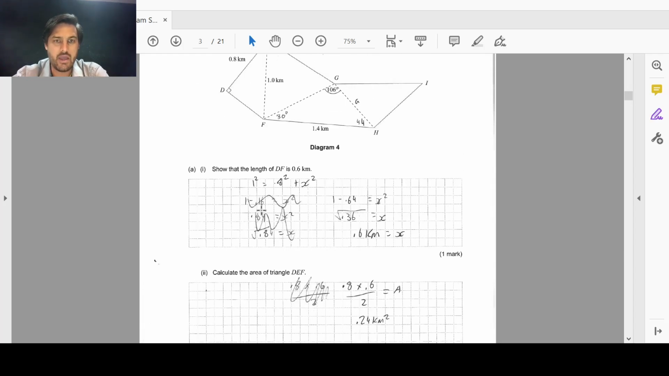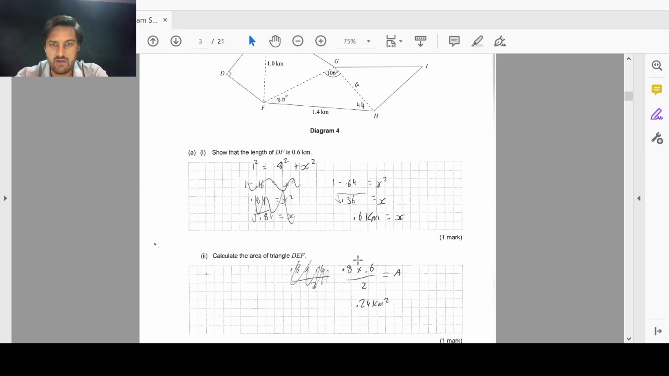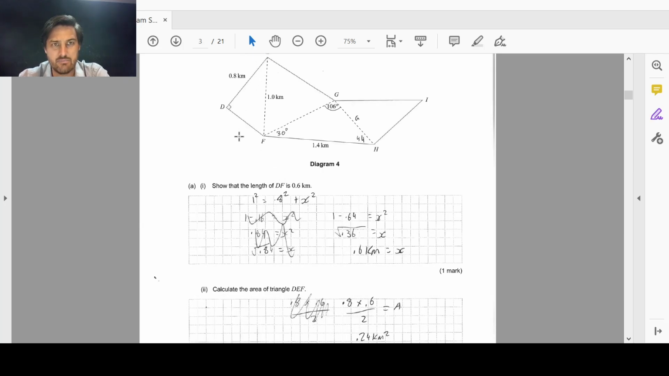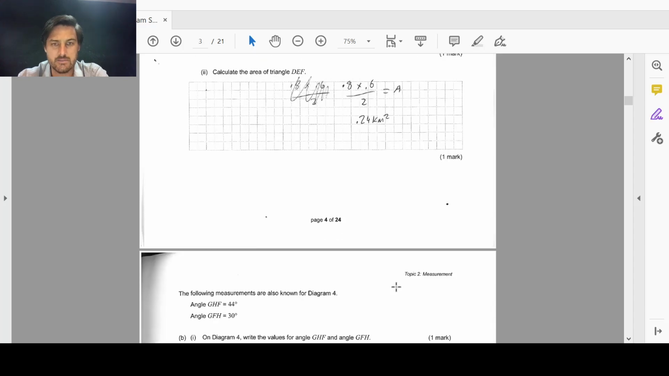Calculate the area of the triangle DEF, which is this one here. Remember, we do half base times height. So our height is 0.8, our base is 0.6. 0.8 times 0.6 divided by 2 gives us 0.24 kilometers squared.